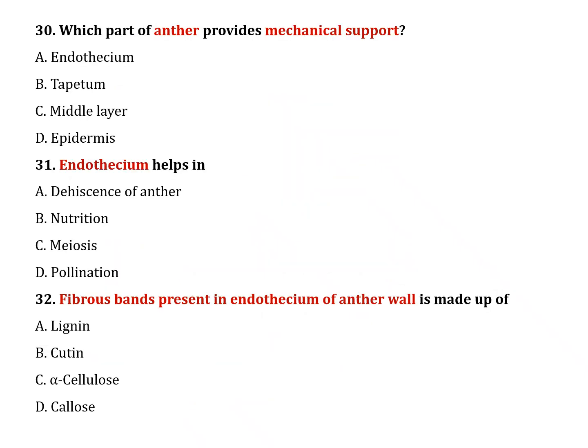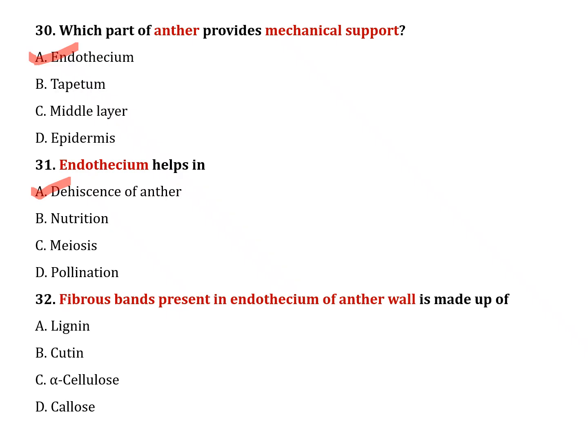The next question, number 30. Which part of anther provides mechanical support? Option A, endothecium; option B, tapetum; option C, middle layer; option D, epidermis. Correct answer is option A, endothecium. The next question, number 31. Endothecium helps in: option A, dehiscence of anther; option B, nutrition; option C, meiosis; option D, pollination. Correct answer is option A, dehiscence of anther.